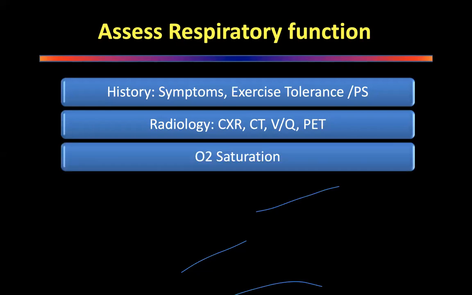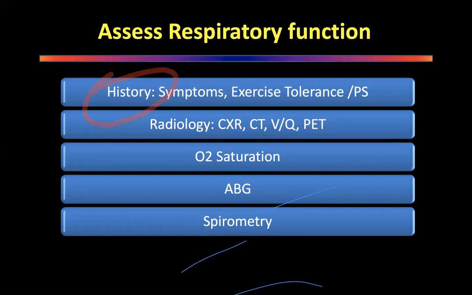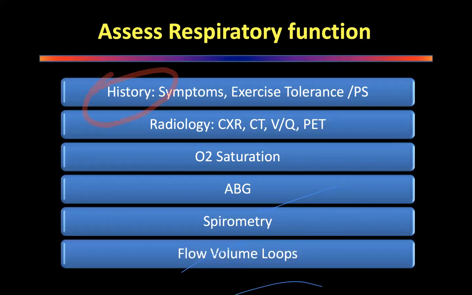Most of us will use oxygen saturation as a basic measure using pulse oximetry. You can use ABGs, you can use formal spirometry, and you can use flow volume loop.